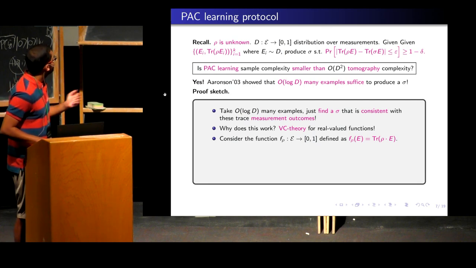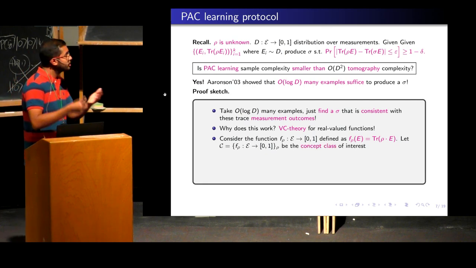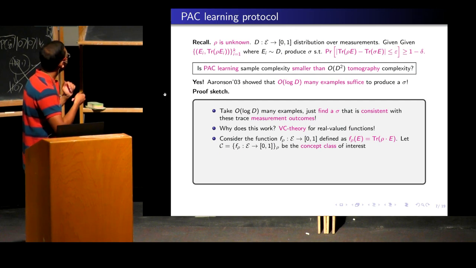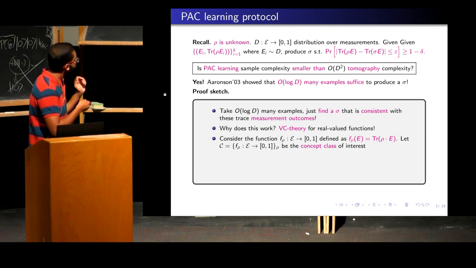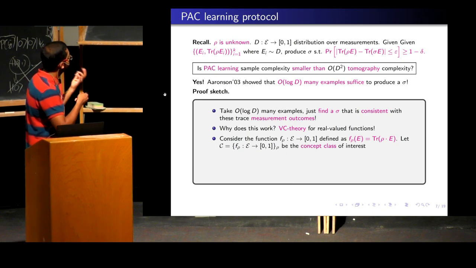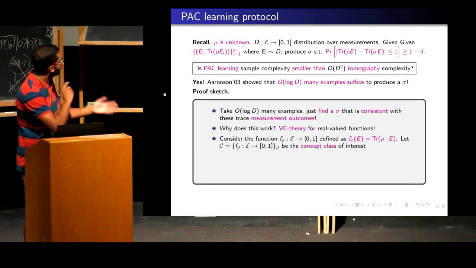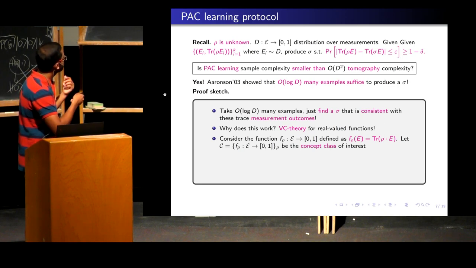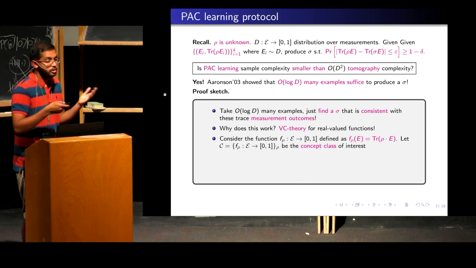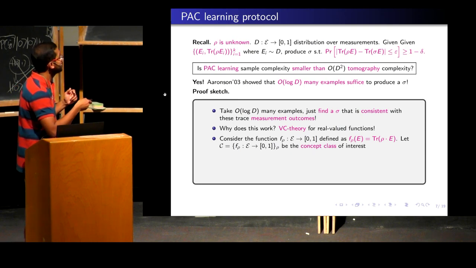Good. So consider the set of functions. In particular, consider this concept class, script C, that is just the set of all functions, one for every quantum state rho, that maps E to [0, 1]. So for every unknown quantum state rho, you can associate a function F_rho that maps E to [0, 1], and think of this as a real valued concept class. Recall that when we were learning Boolean functions, F_rho mapped to {0, 1}, but here it's in the real interval between 0 and 1. That's because the way I've defined the function is just a trace expectation value.